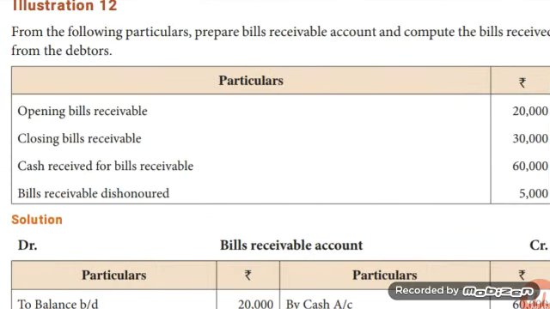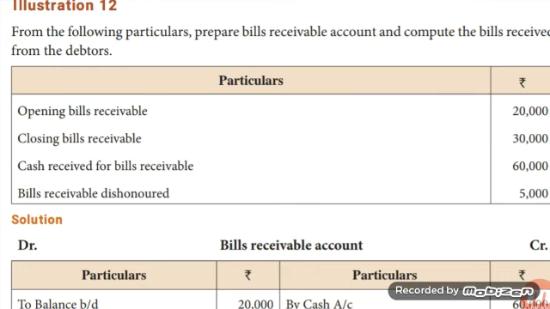From the following particulars, prepare bills receivable account and compute the bills received from the debtors. Opening bills receivable 20,000, closing bills receivable 30,000, cash received for bills receivable 60,000 and bills receivable dishonored 5,000. Draw the bills receivable account, show the abbreviation Dr on the debit side, Cr on the credit side. First, enter the opening balance on the debit side as to balance brought down 20,000. Next item, closing bills receivable. Children, enter this as the last item in the account.